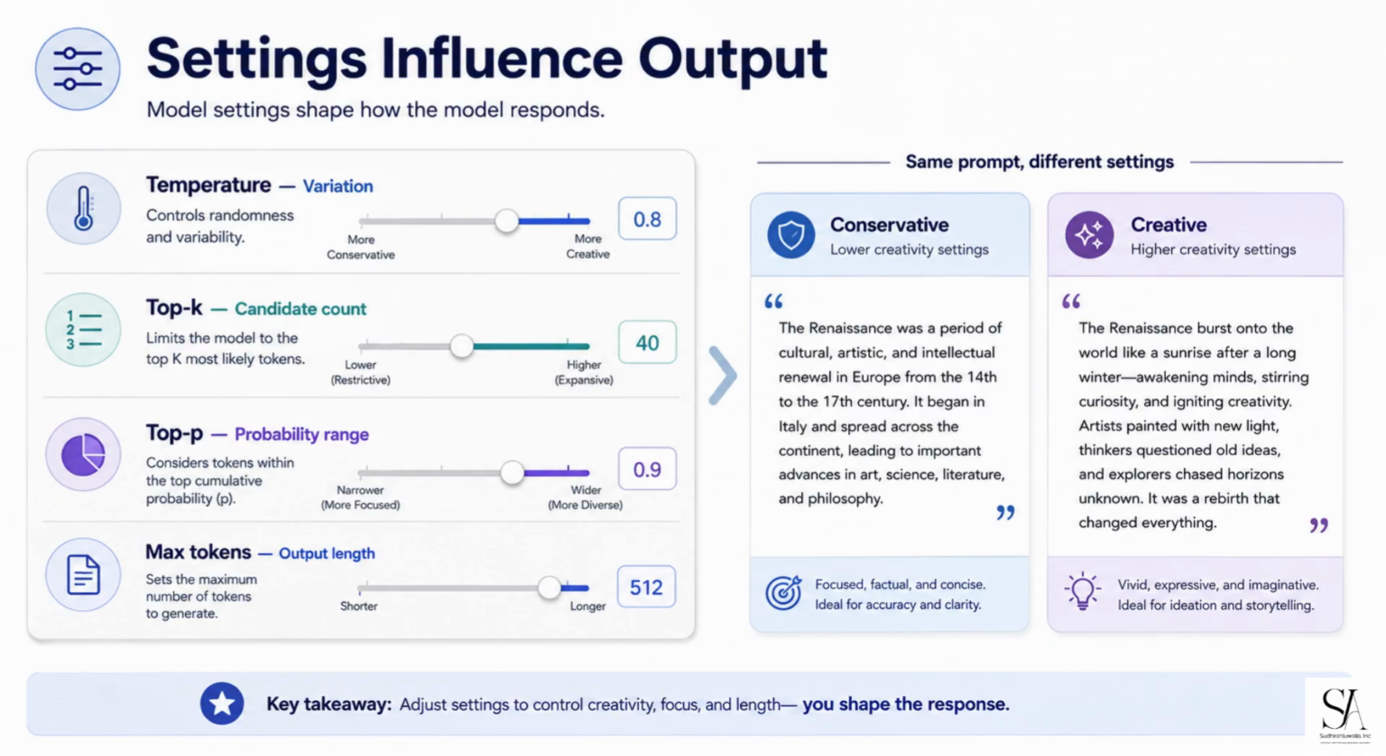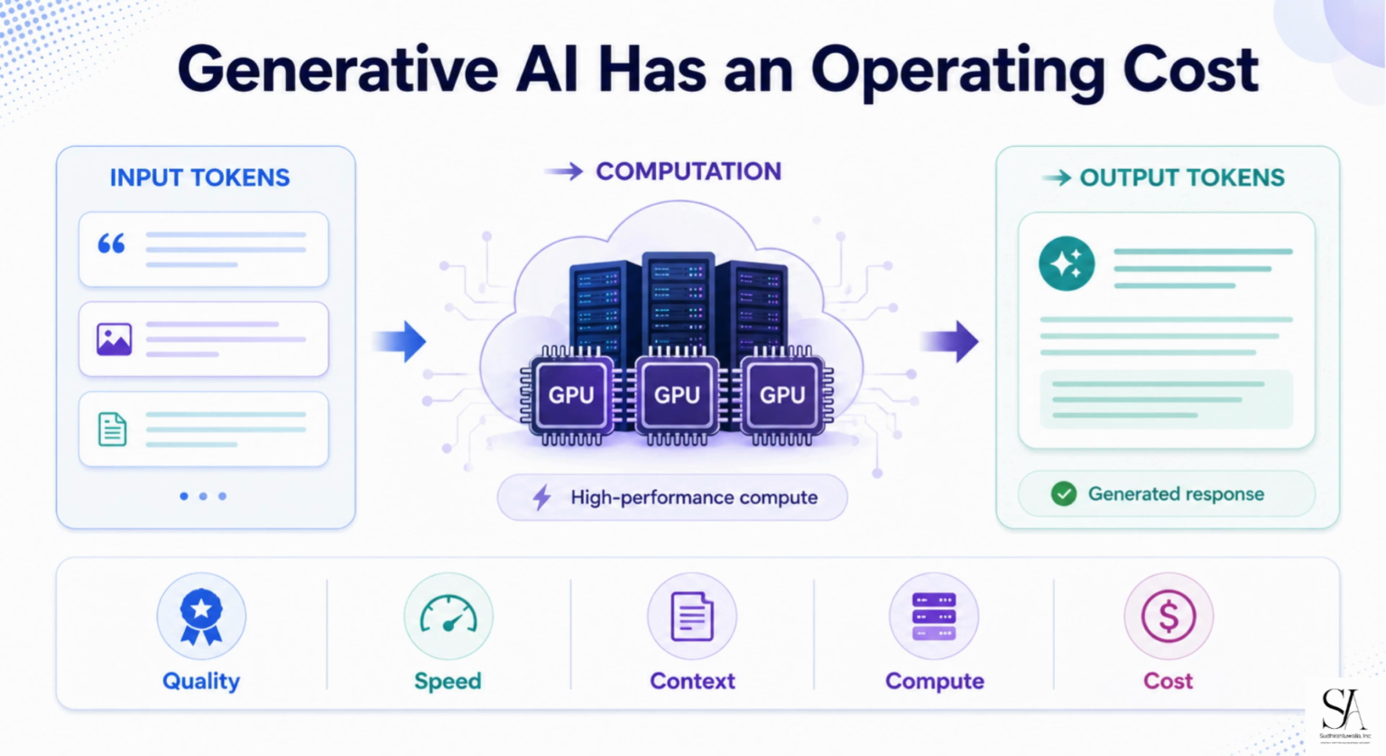Tokens, context windows, inference, and generation settings therefore explain much of what users experience when working with generative AI. They explain why long documents require different handling. They help explain why a system may appear to forget. They explain why identical prompts can produce different responses. And they help explain why the technology requires substantial computing resources.